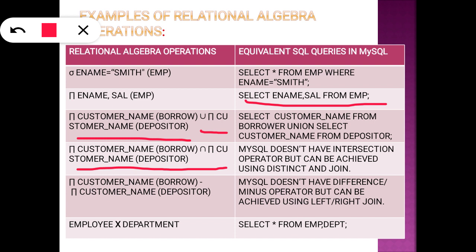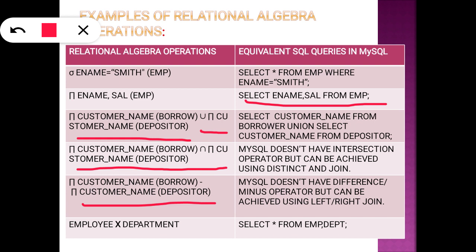Now the minus operation. In relational algebra, we can represent it as project customer name from borrow minus customer name from depositor. What will happen? It will print only the customer names which are present in borrow but not present in depositor. This minus operation is also not available in MySQL directly but can be achieved using left and right outer join, which we will discuss in the next video.